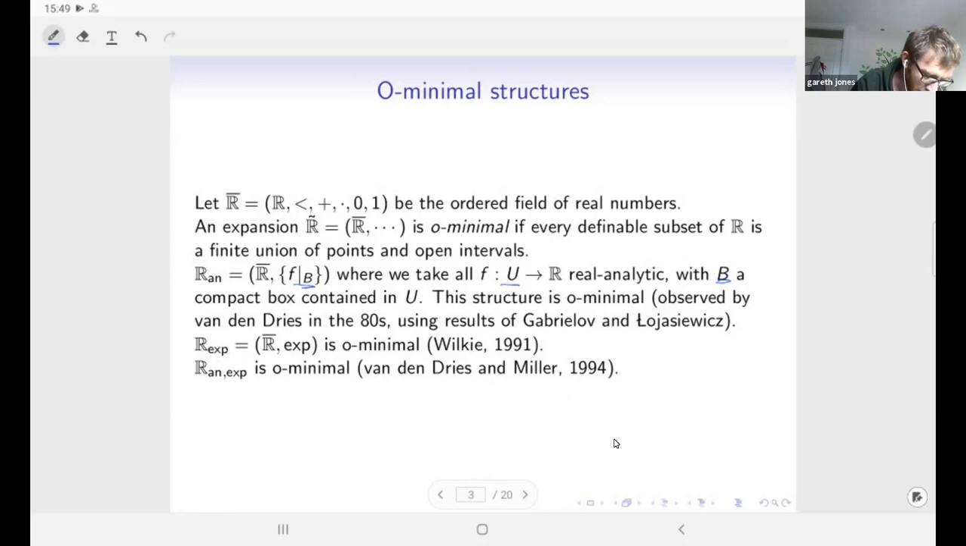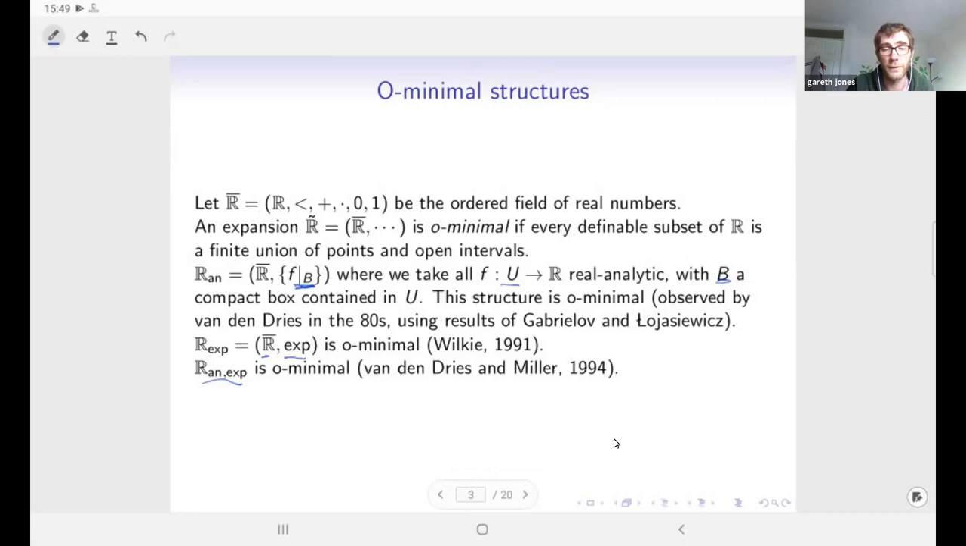If I take the real field and I add the exponential function, so that's not of this form because I add the exponential function on the whole real line, that's O-minimal, that's the result of Wilkie from 1991. And then I can put both of these together and I get R_an,exp, and that's O-minimal, that's van den Dries and Miller. I'm not really going to use these things, but this is just to give you some context for when I state the Pila-Wilkie theorem in a minute.